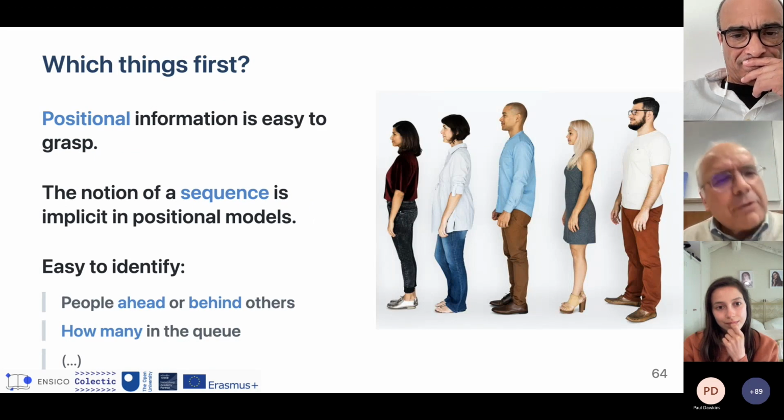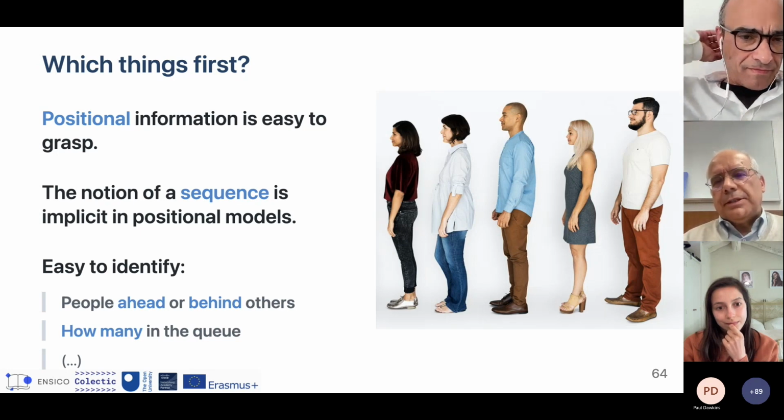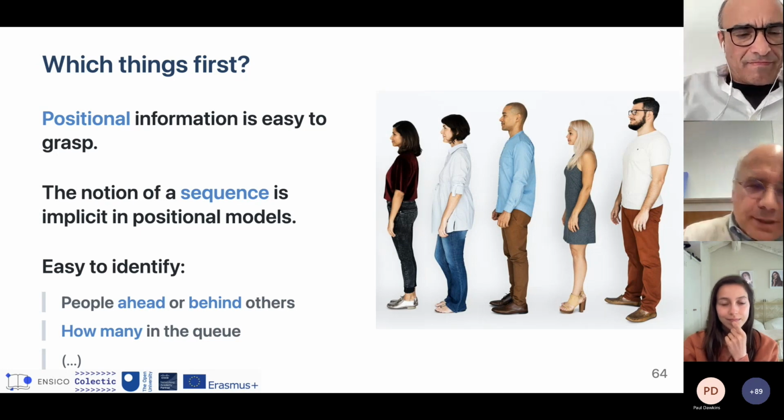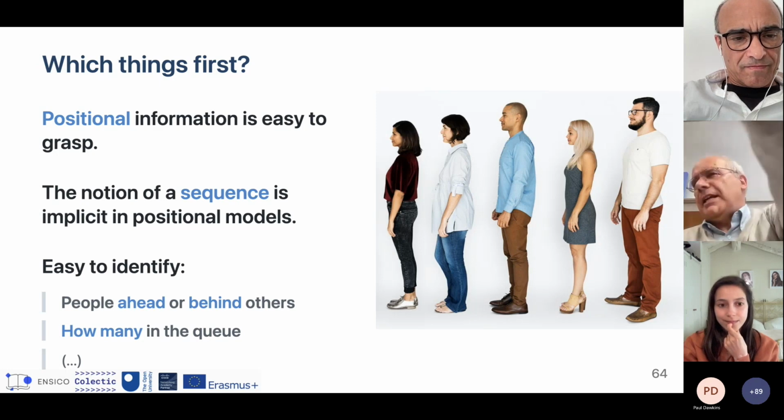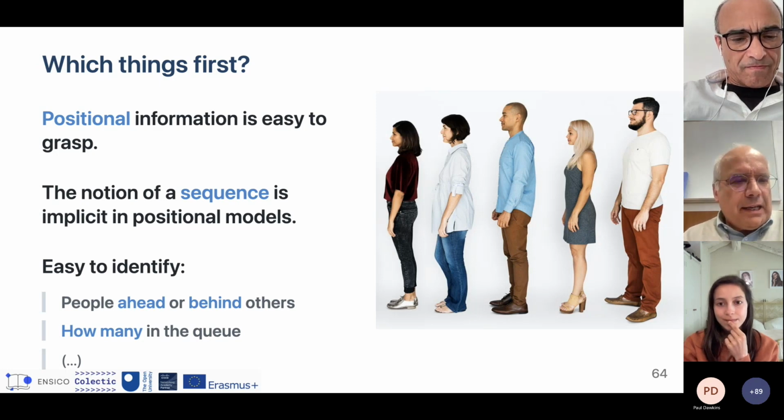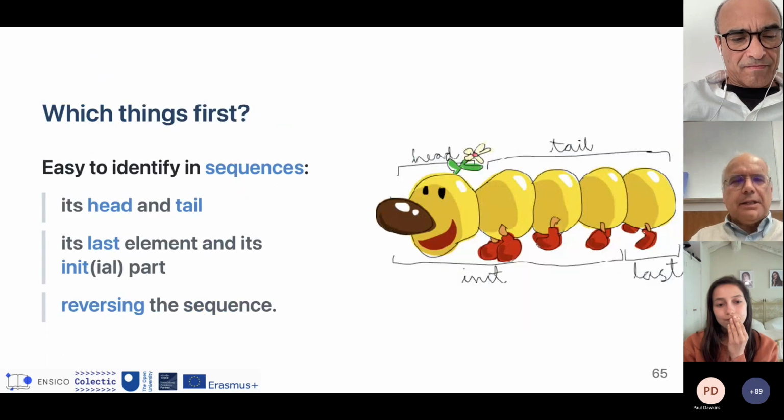One thing that we have observed is that positional information is very easy to grasp. The subliminal notion of sequence is easy to see; the kids understand very well being first here, being second there. It's very easy for them to identify if you are ahead or if you are behind. It's very easy for them to count people that are, for instance, in the queue. So maybe this is a good way to start from, and indeed it is.